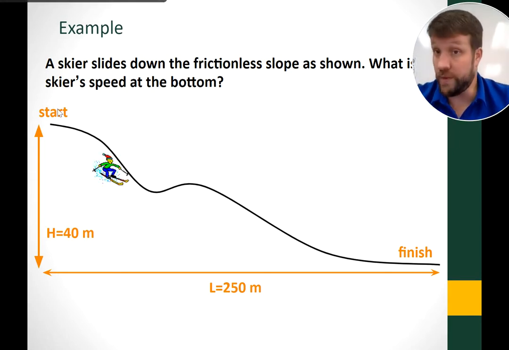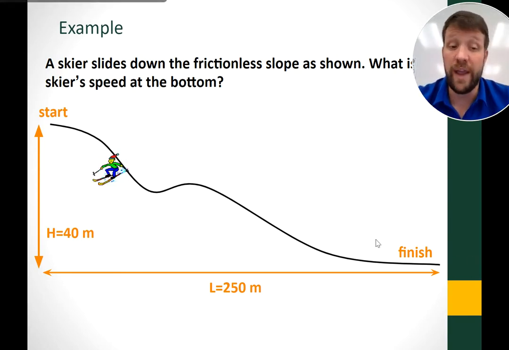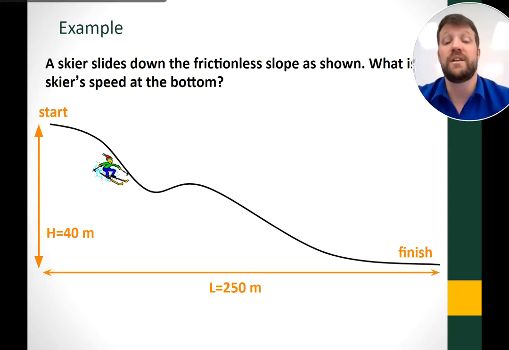Again, we've gotten rid of our m's, so gh up here at the top with this height is going to equal 1/2 v squared, because we've gotten rid of our m there also at the bottom, and see if we can find out what that velocity is.